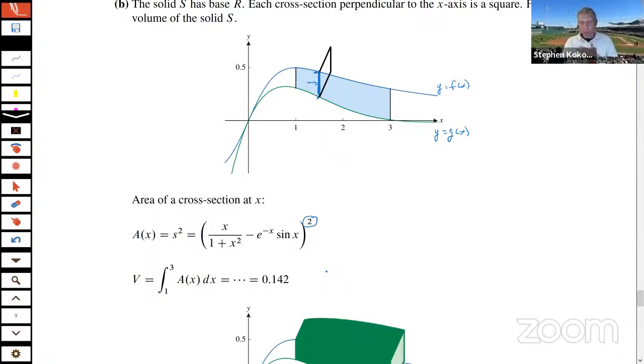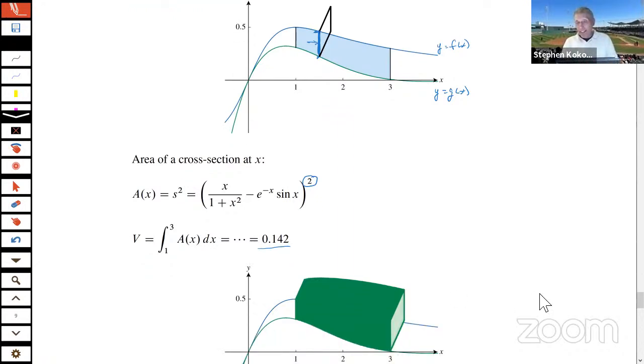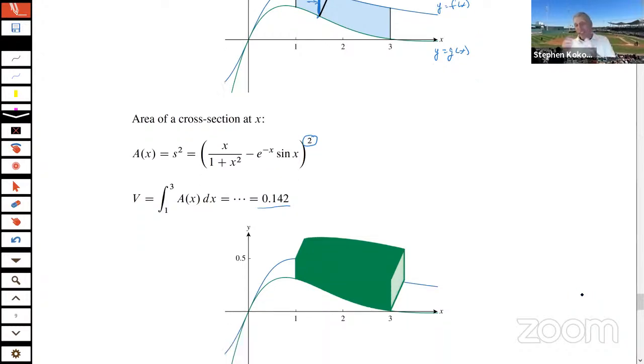Calculator active problem, thank goodness. When I plug this into my calculator, I got a 0.142, almost a little counterintuitive, very, very small volume here. And this is my drawing here, Curtis, of what this looks like. You can kind of see the squares in there as I move across from x equal 1 to x equal 3. That's not too bad.